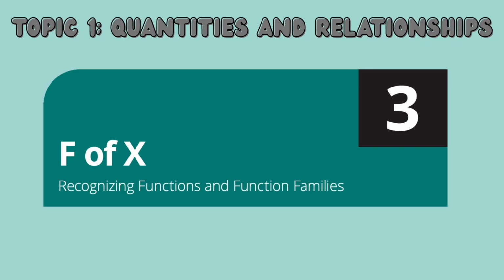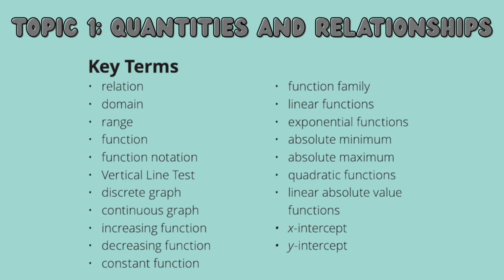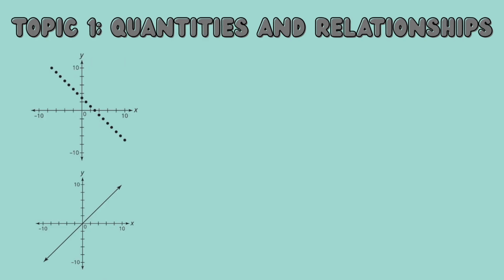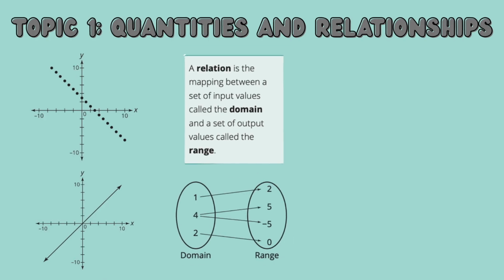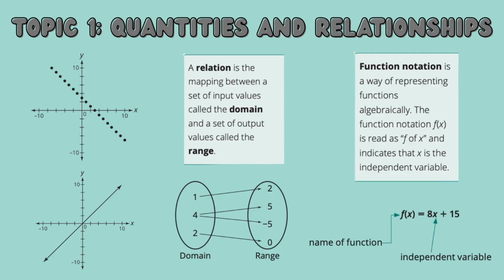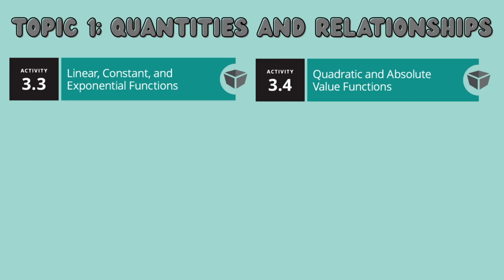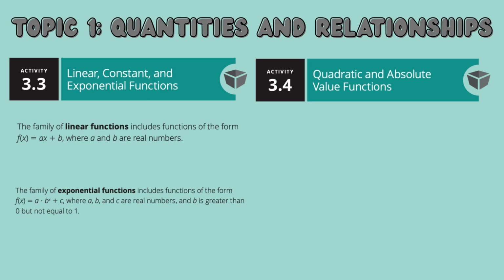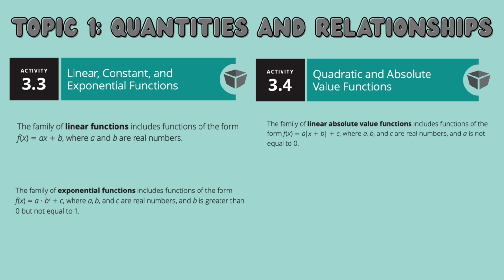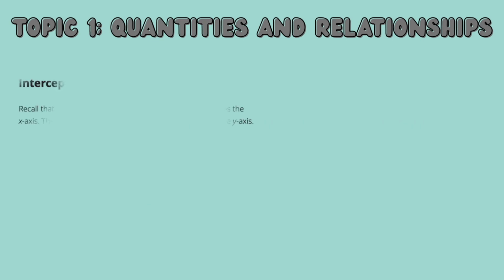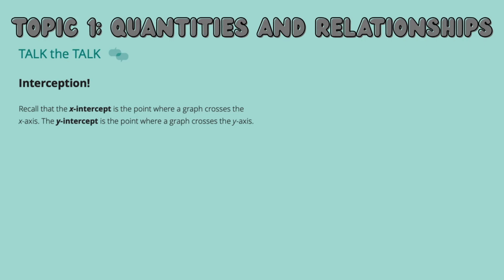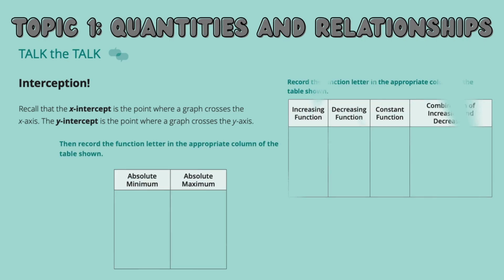Here is where we learn the actual academic vocabulary of functions and relations. Students will learn the difference between discrete and continuous functions, describe domain and range, and learn how to write in function notation. The activities also help students identify a couple of our function families, such as the linear function, exponential function, absolute value function, and quadratic function. We begin to explore ideas like intercepts, maximum, minimum, increasing, and decreasing functions.